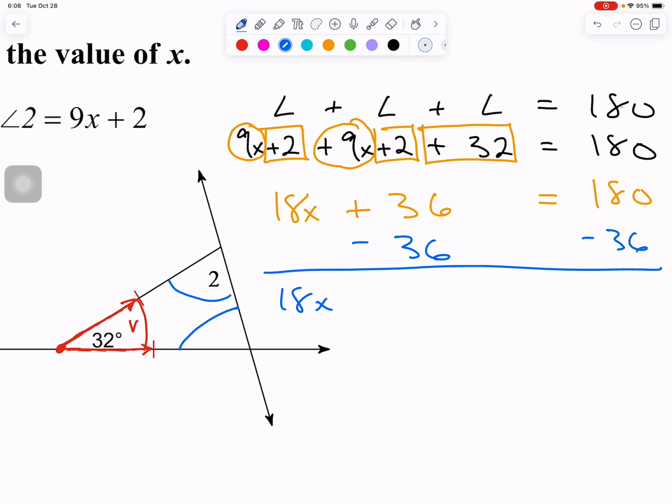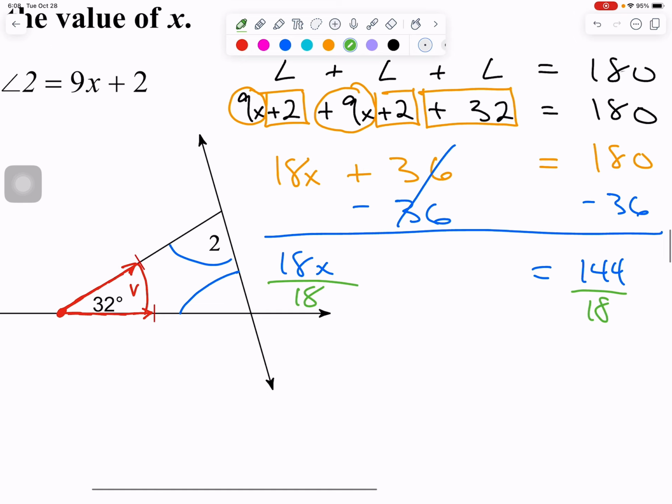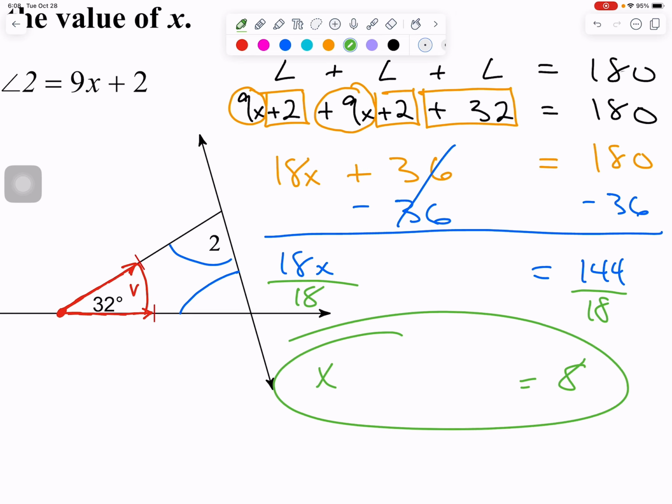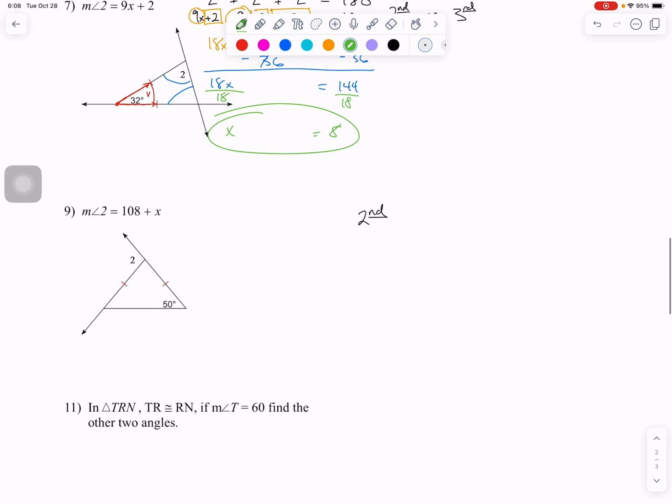Bring down your 18x. Let's get rid of this. Equals, we have the 4 giving us 40, so 144. We will divide each side by 18, giving us x equals 18 times 10 is 180 minus the 36. X equals 8. Let's move forward to number 9.